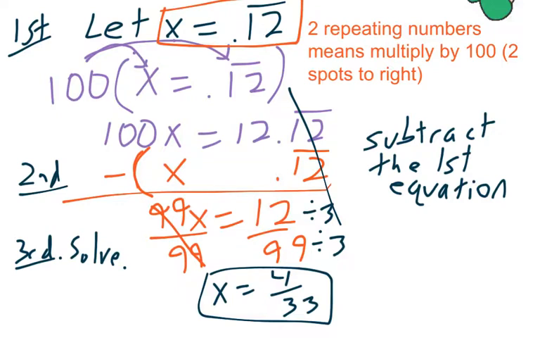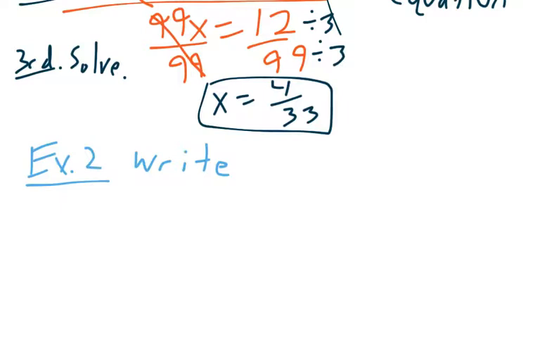Now this can be a little tricky, but if you just stick to these 3 steps, you're going to be fine. Let's do one more where you have a different number of repeating digits. So for our second example here, let's write 0.8 repeating as a fraction. All right, think about how many spots or how many numbers are repeating. Now, how many times would you have to multiply that to move it that many spots?